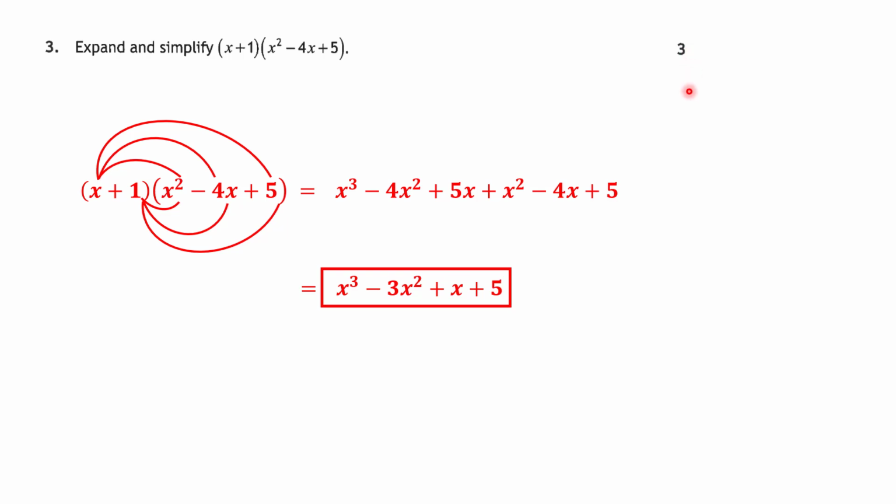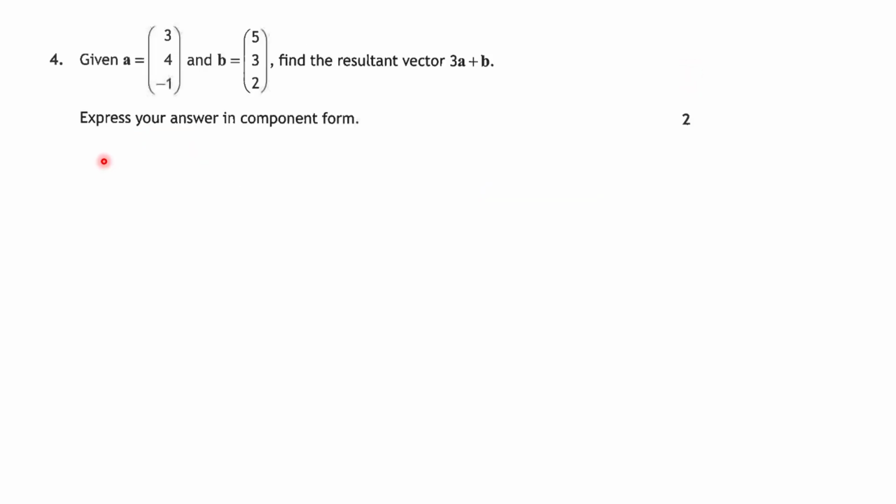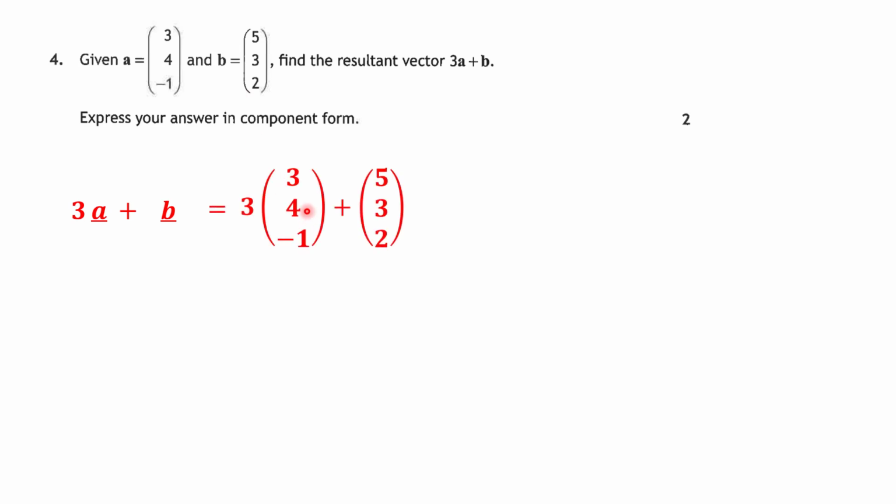It's worth 3 marks. Question 4. We're given two vectors in component form, and we want to find the resultant vector 3a plus b, again expressing your answer in component form. So what do we do? 3a plus b will be 3 times this position vector, and then plus this position vector. So let's just do that now. It's going to be 3 times the first vector plus the second vector.